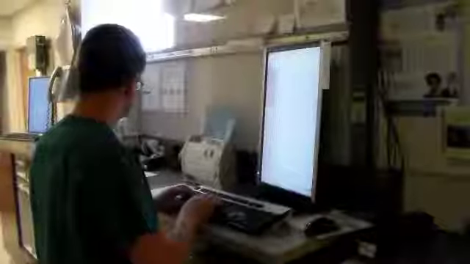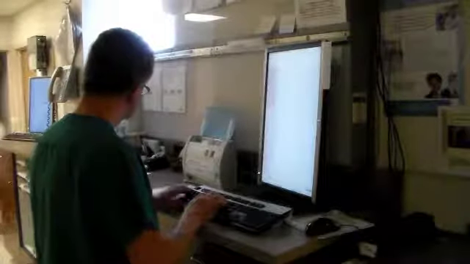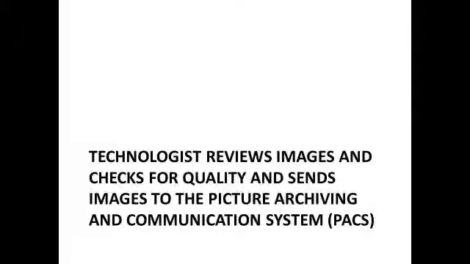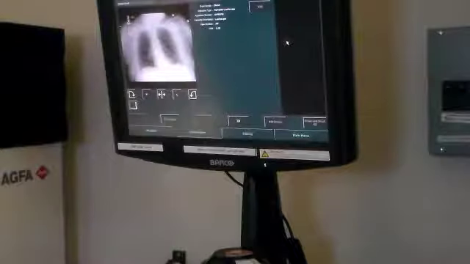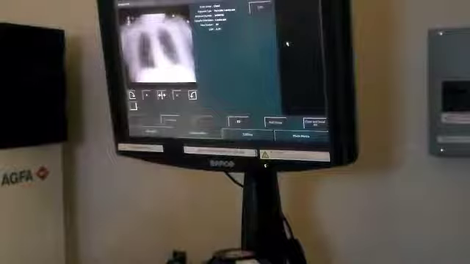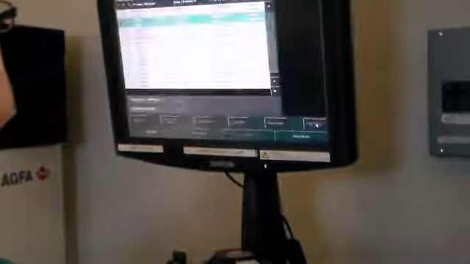The procedure is not complete until the technologist tells the RIS it is complete, and this is often done by making an entry in the computer system. The technologist then reviews images and checks for quality and sends the images to PACS, or the Picture Archiving and Communication System. The PACS digitally stores and transmits electronic images and associated information via a secure network system.